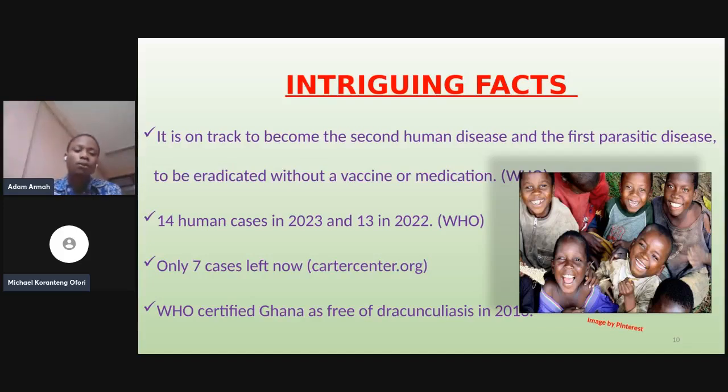As in 2023, there were only 14 human cases left. In 2022, there were 13 cases left. The information was gotten from the World Health Organization. Okay, as at now, there are only 7 cases left.